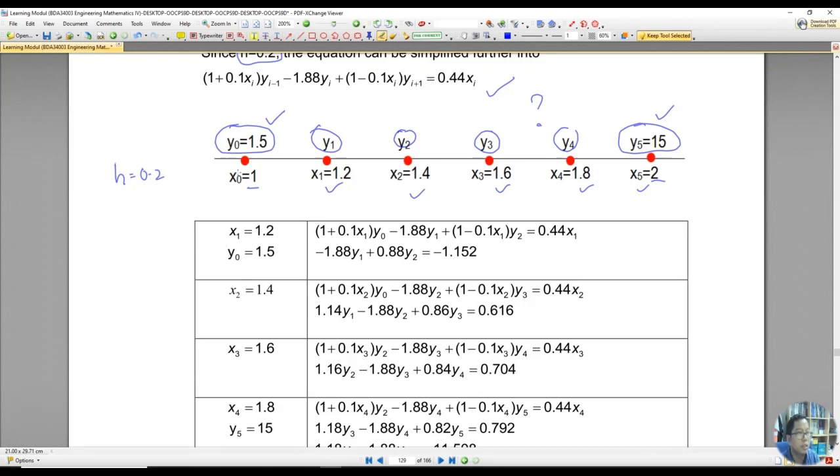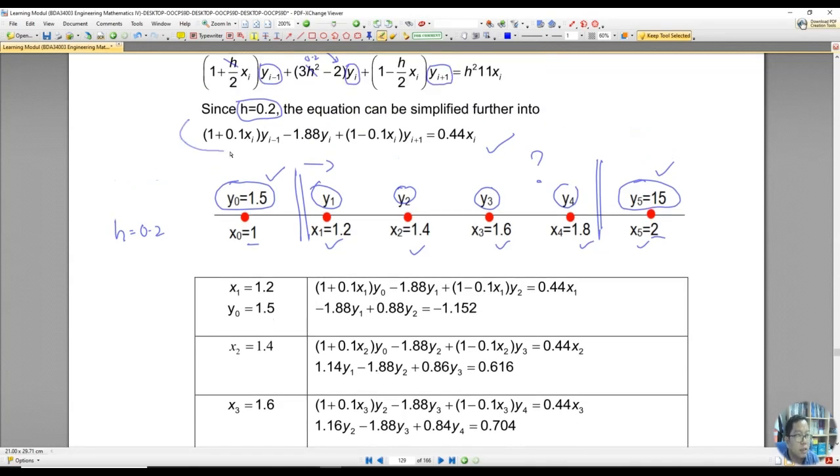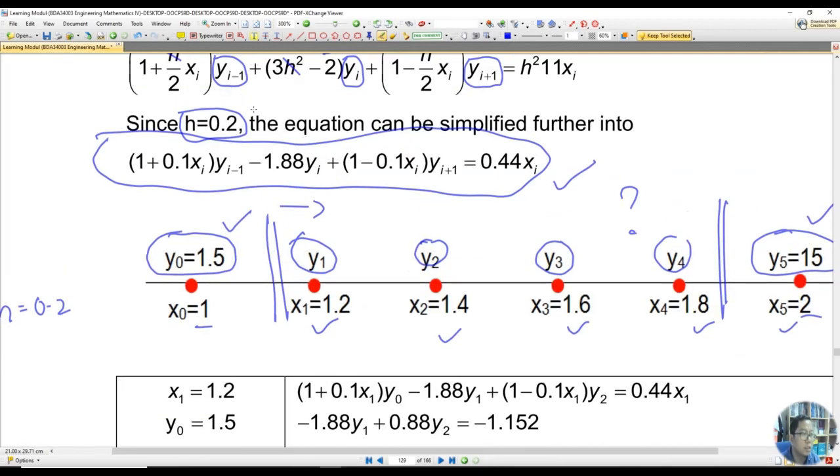First, since we already know the x naught and y naught, we don't put it in the consideration. The consideration is based on the next values, from y1 until y4 only. So we put like this: when x1 equals 1.2, y naught equals 1.5. And then we reuse the equation here. So be careful when you write down the equation. You should focus more on this.